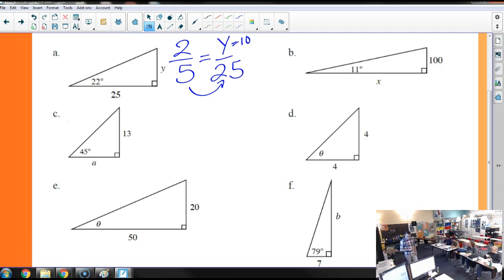For this, I would like you to show the proportion because that makes your brain double check. Did I do rise over run, rise over run? If you don't write it out, you're asking to accidentally flip it in your head. And while that's not the end of the world, it's close.